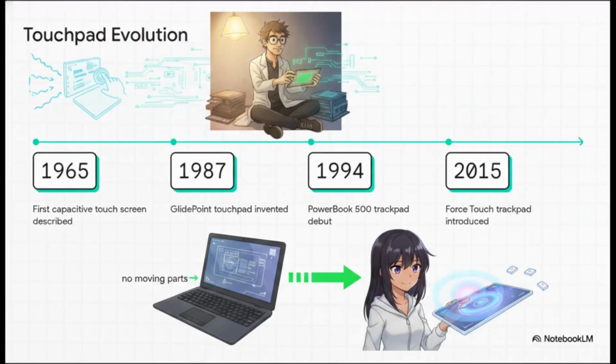Let's trace how this technology evolved. It actually starts way back in 1965 when E.A. Johnson described the very first capacitive touchscreen. But it really wasn't until 1987 that George Gurpfeid invented the modern GlidePoint touchpad right in his basement. He was literally just looking for a way to track fingers without any moving parts.